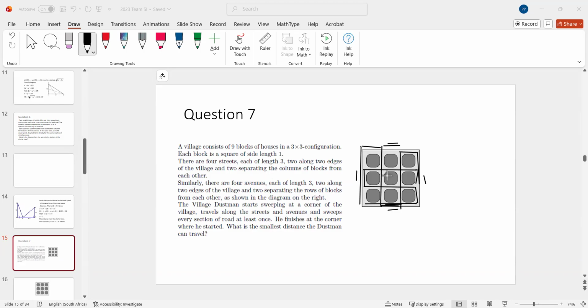See, the minimal pathway will be 3, 6, 9, 12, 3, 6, 9, 12. So there will be 24 altogether. So he only uses 4 extra, so it should be 28, right? Because he backtracks only 4 times.